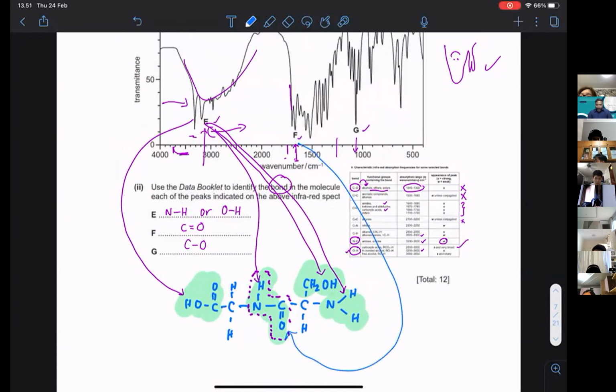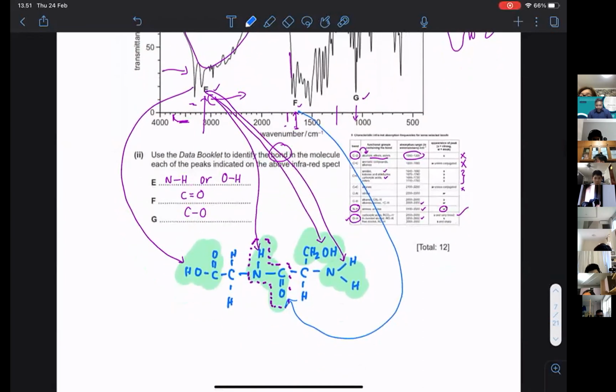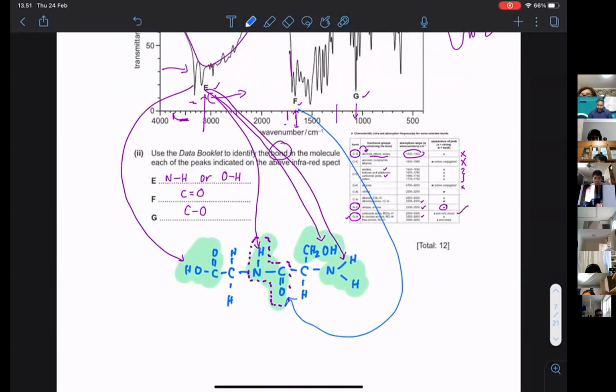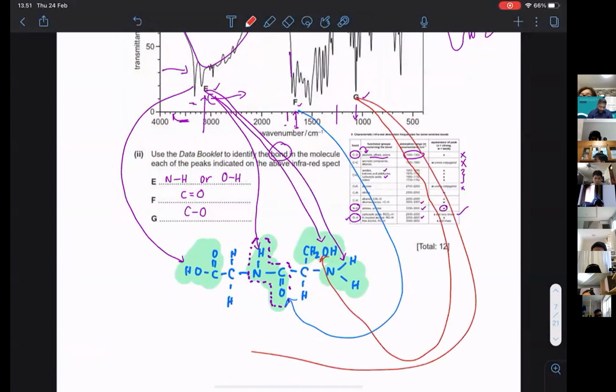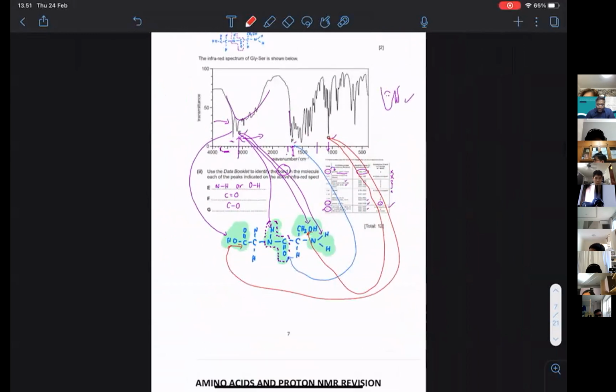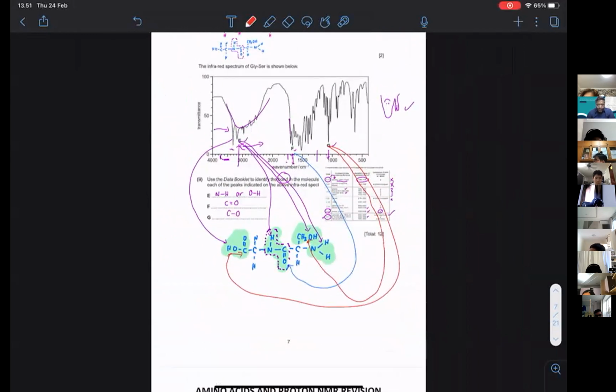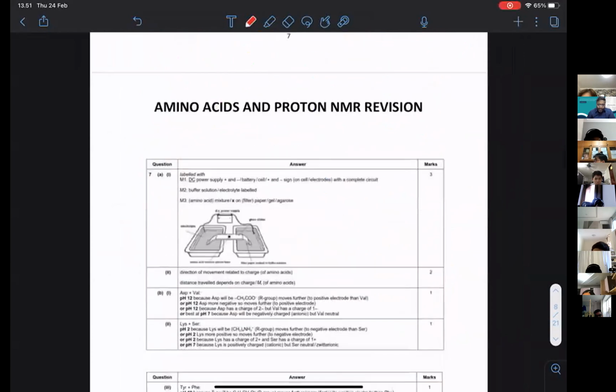And then G is going to be C single bond O, which you can get from here, which is going to be for alcohol. So this one, and then this one also. So these are the information that you can make up from here. Just be careful, they can still ask you about infrared spectroscopy also, just to confirm more. So the next question.